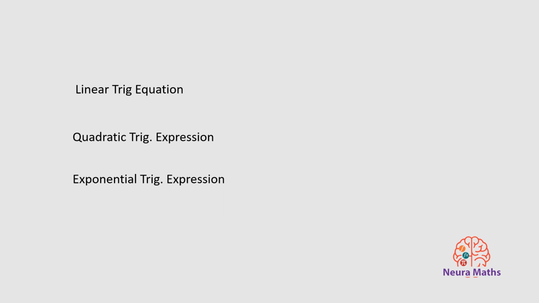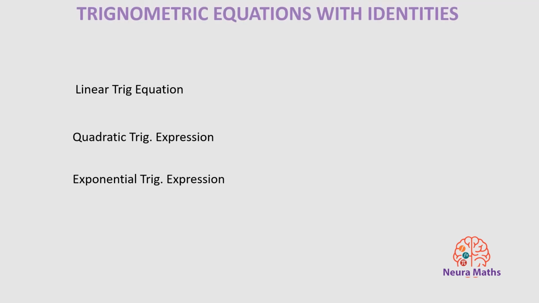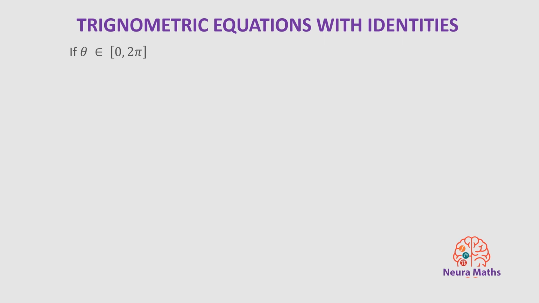Previously, we learned how to solve different types of trigonometric equations, and we said that the trig function plays the role of x or y, whatever the variable is. Now we are going to learn how to solve trig equations in which we use different identities. Let's have a look at this example. What do we notice here?